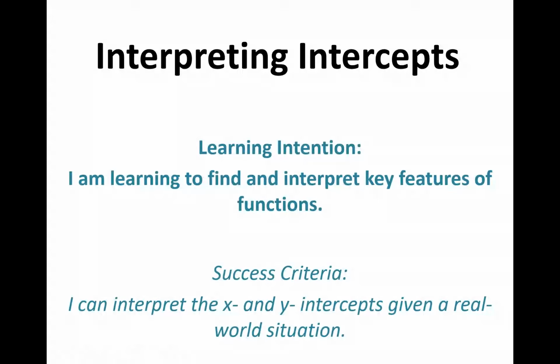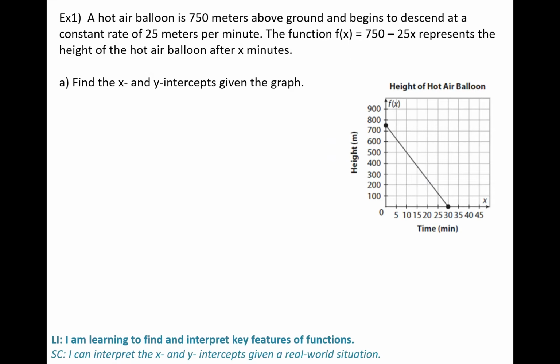Our learning intention for today: I'm learning to find and interpret key features of functions. Yesterday we did the find part, and today we're going to be doing the interpret part. Our success criteria: I can interpret the x and y intercepts given a real world situation. So here we go. Example 1.